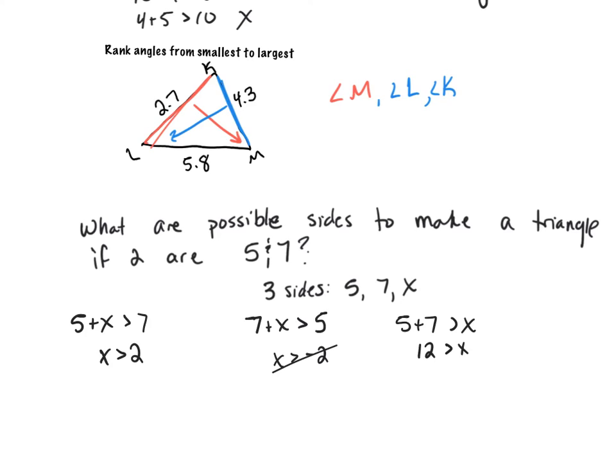So too, 5 plus 7 has to be greater than x, right? So what happens if I want to write this as x has to be something than 12. So if I flip that around, what happens to my inequality? It also flips around, so x is less than 12. So x has to be greater than 2 and less than 12.